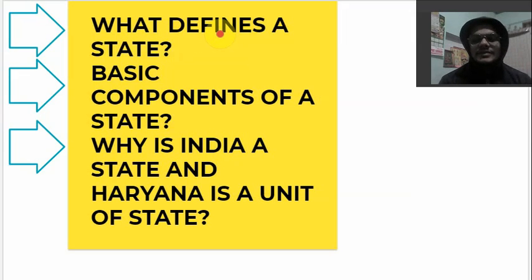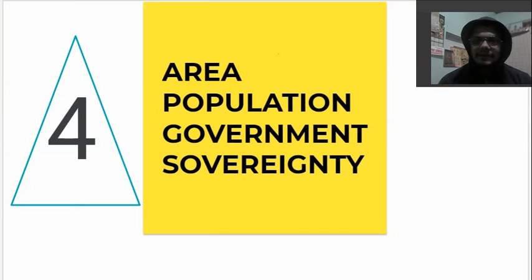There have to be some reasons, and that brings us to the next portion of our class, the basic components. What are the basic components that somehow create an entity called a state? These four elements are: first of all, area; second, population; third, government; and the fourth and last, sovereignty.